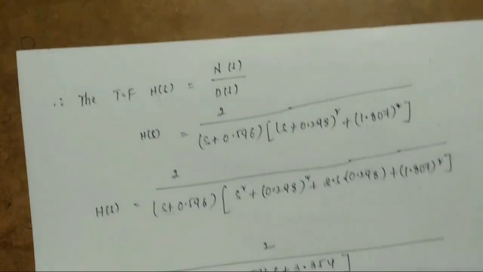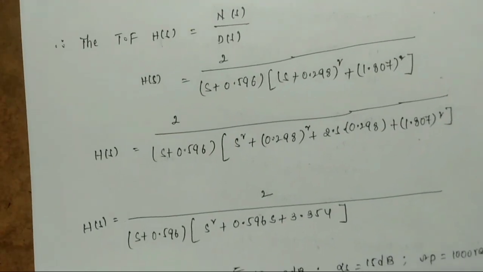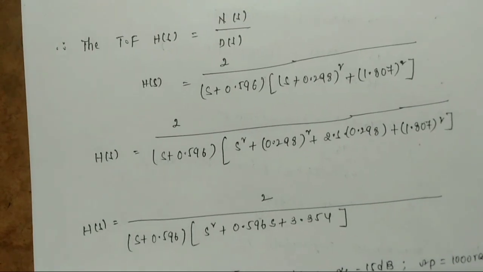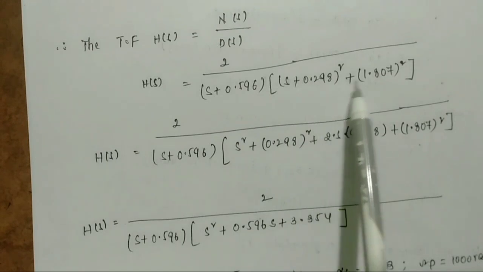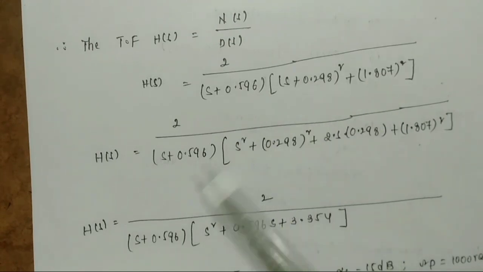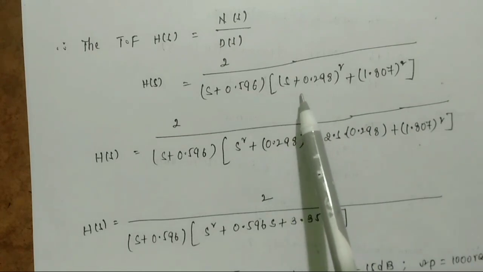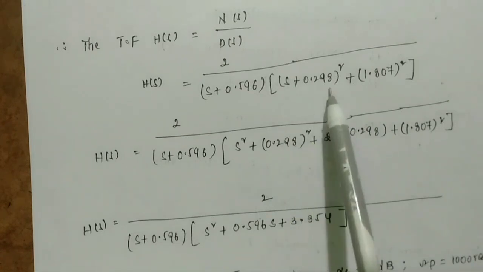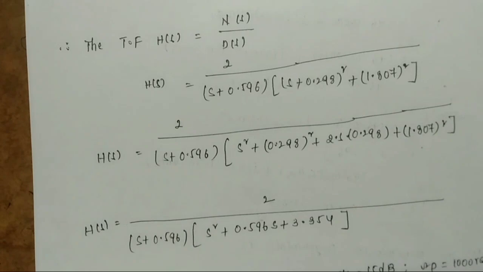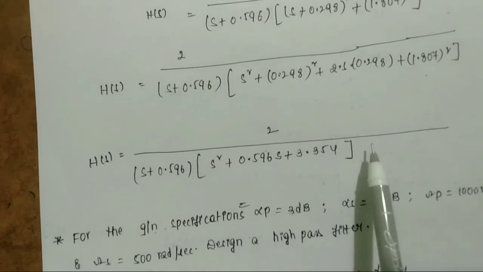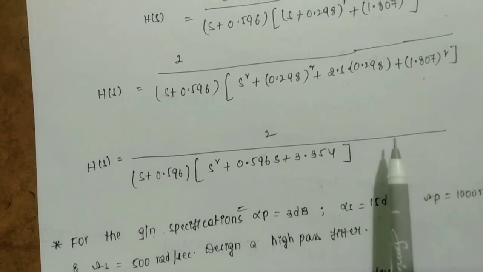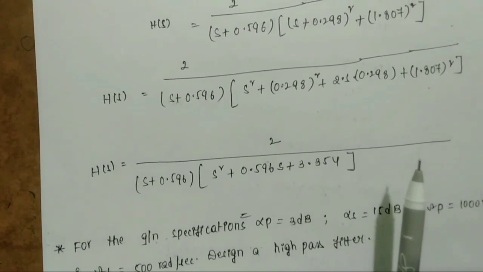So the next step is finding the transfer function. The transfer function H of s is equal to N of s by D of s. N of s, 2, you got, and D of s is this value. After that, I'm simply expanding this as a single function. So this is (s plus 2.298) whole square, and I'm expanding this. You will get this function. So this is H of s. Once your H of s is obtained, it means that your filter has been designed.